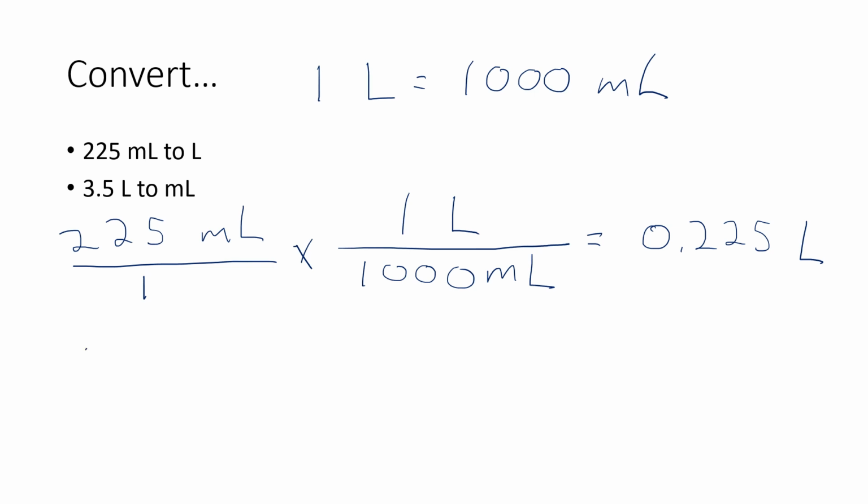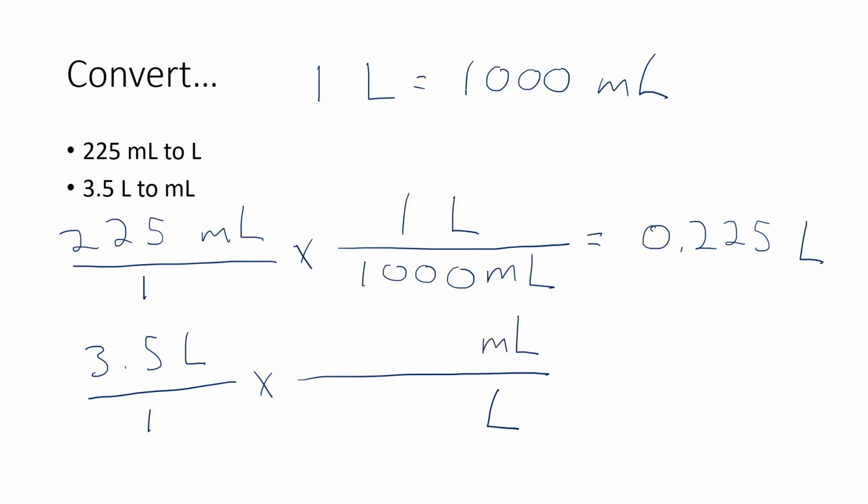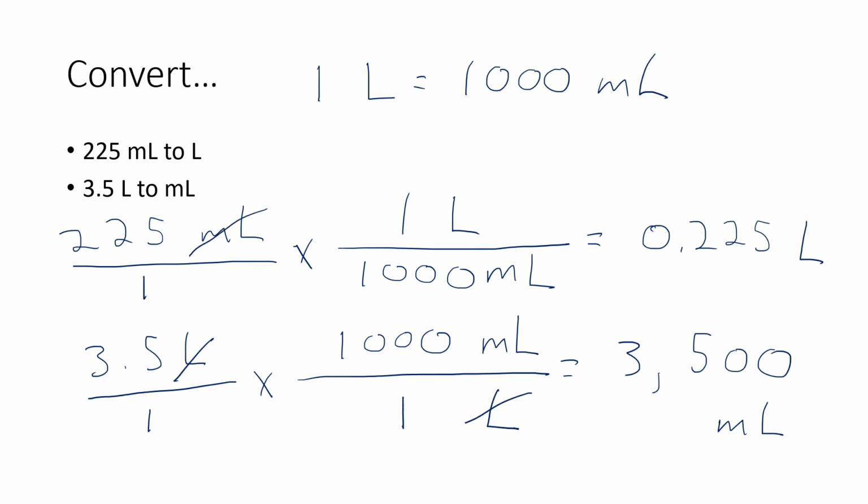Now if we go the other way and we have 3.5 liters that we're trying to convert to milliliters, what we'll need to do is put our conversion factor in the opposite direction. This time we're going to need liters on the bottom and milliliters on the top. So we'll have 1 liter on the bottom and 1,000 milliliters on the top. So if I multiply 3.5 times 1,000, I'll have 3,500 milliliters. If we look at units, liters in the bottom cancel with liters in the top. But back there in that first problem, the milliliters in the top canceled with the milliliters down there in the bottom.